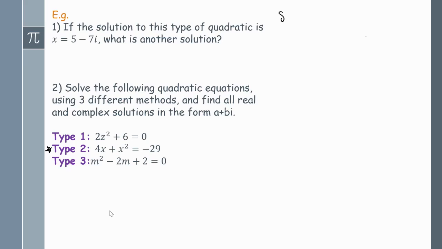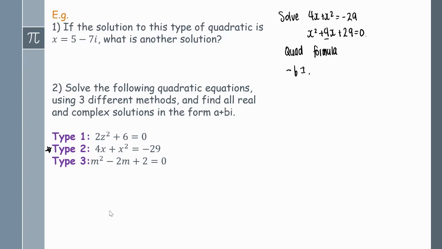We're going to try type 2. We're going to solve 4x plus x squared equals minus 29. Again, we're going to try and find both, if any, complex and real solutions. I'm just going to rearrange, take the 29 to the same side as everything else, and then I can apply the quadratic formula here. So remember, your quadratic formula is minus b plus or minus the square root of b squared minus 4ac, all over 2a.